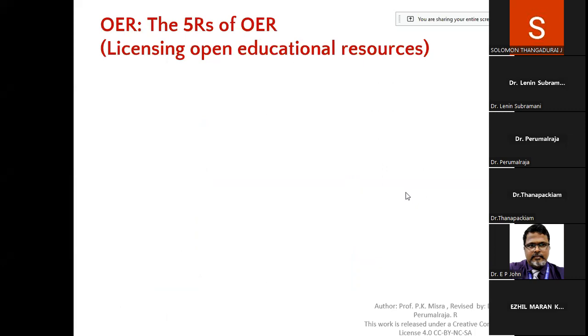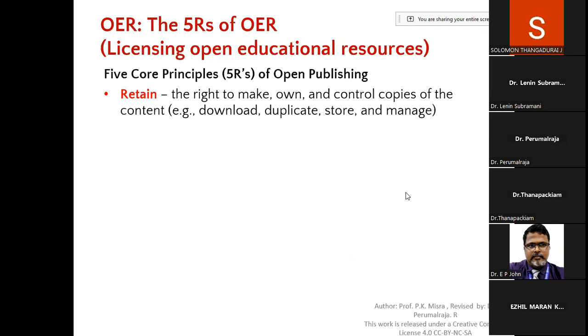And next, we are going to the OER license. Basically, the OER license comprises 5 R's. For example, take some content which is available on Google or some open sources somewhere outside. What rights will we get if it is OER? So the first thing is retain. The license will vary.